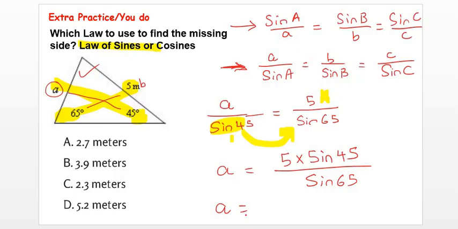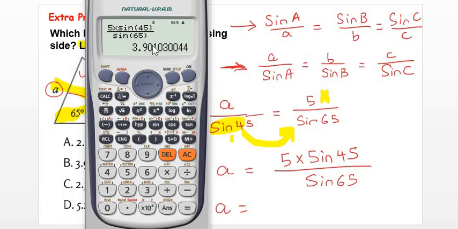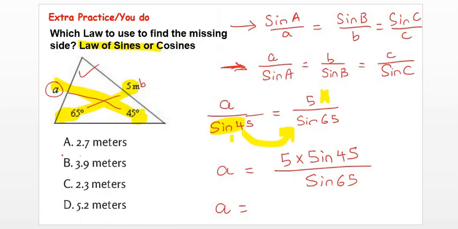The answer is becoming 3.90. So let's see, do we have this option here? Yes, it's here, 3.9, right? So this is the correct option, 3.9 meters. That means the opposite side, this a, will be 3.9 meters. Let's see what we have next.